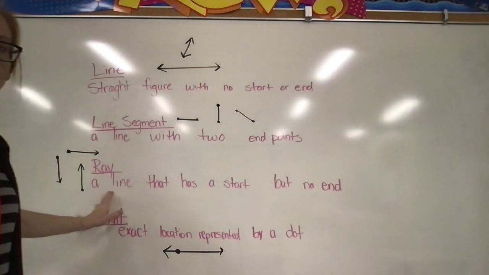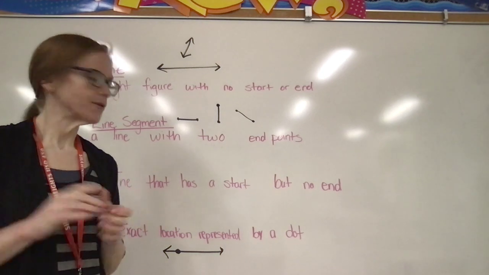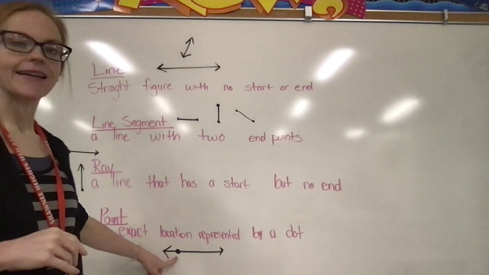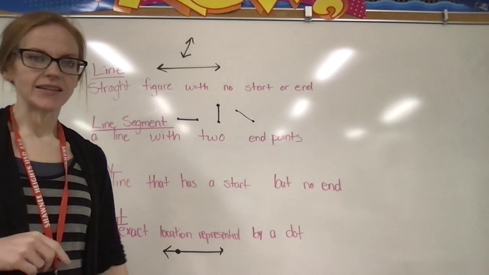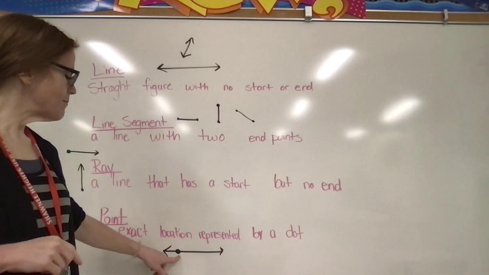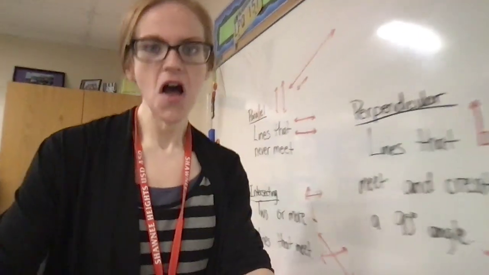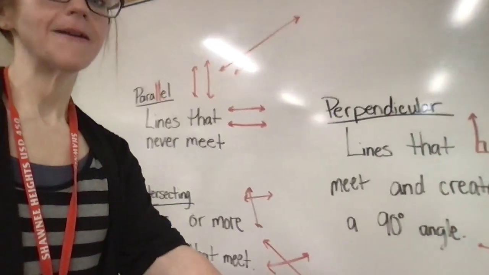Ray only walks one way, so he's going to have an arrow at one end and an endpoint at the other. A point is an exact location represented by that dot. And again, we had endpoints here because they're the end of the line segments, but if it's in the middle, it's just called a point. All right, traveling over this way. Whoa, let's come back to these types of lines.